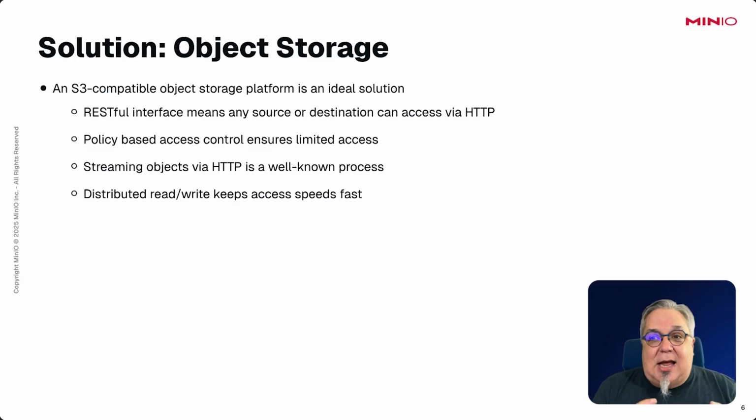Our policy-based access controls ensure that you can limit access to data for training or for testing or for the models to whoever or whatever accounts or clients need access to it. Streaming objects via HTTP from S3 object storage is a very well-known process. It's very fast. It's very easy to do. And since you have these distributed reads and writes, it keeps your access speeds very, very fast. You don't have to worry about lag as you're writing objects.